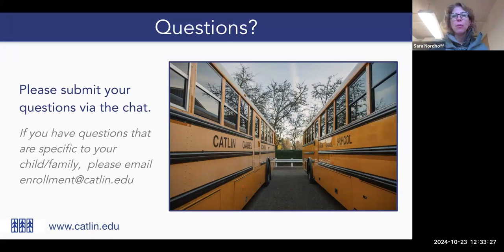Family has applied before and they want to reapply. Do we waive that application fee? Yes, absolutely, we do. I should have mentioned that earlier, but yeah, if you've applied before, we are more than happy to waive the fee. Just go ahead and send us a quick email at enrollment@catlin.edu, and we're happy to take care of that for you.